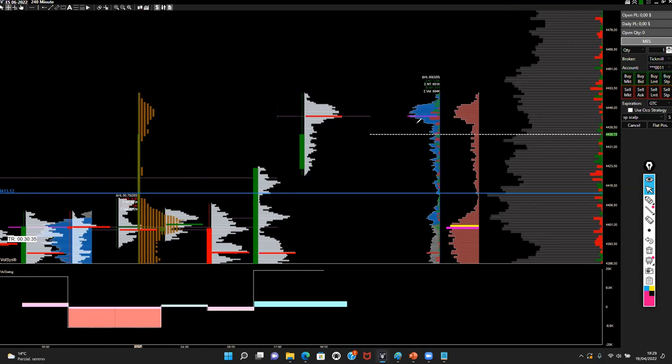Let's assume this price area here really will be balanced as I'm expecting it to be. So at the end of the day, I will maybe have a distribution area, that means a high volume area like this, which will be balanced by the price moving up and down around it.